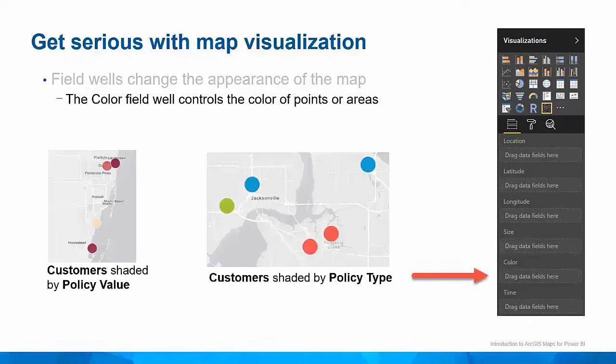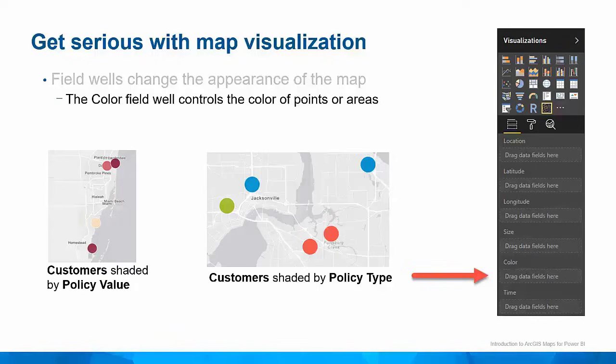If you want to show differences in locations using color, you can use the color field well. You can use numerical or categorical data to shade points or areas. Numerical data will result in a color ramp showing low values using light colors and high values using dark colors. An example would be customer locations shaded by the value of their policy.